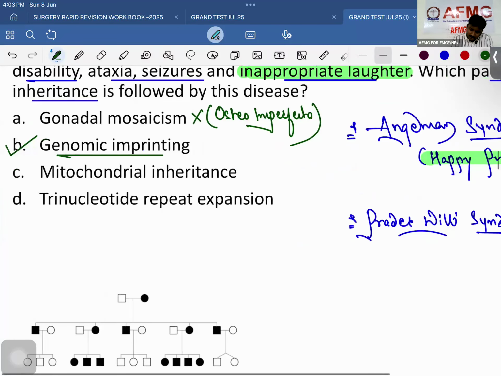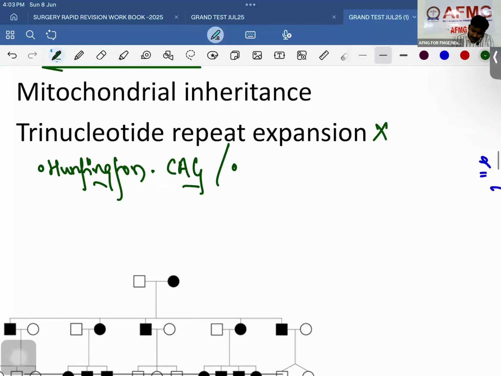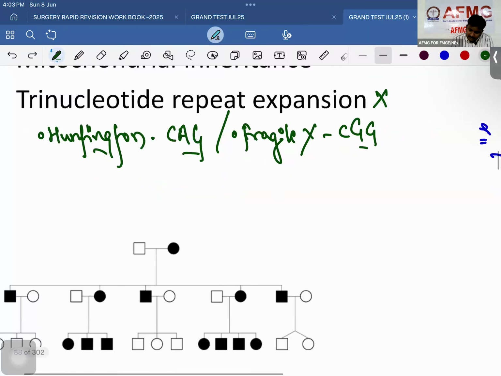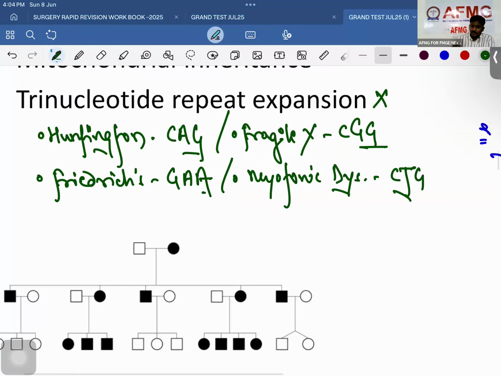Okay, trinucleotide repeat expansion, bacche. We know there are multiple conditions like these, conditions like Huntington's chorea. In Huntington's, which repeats are going to be found? In Huntington's chorea, CAG repeats will be there. Next is fragile X syndrome. In fragile X syndrome, which repeats? CGG repeats are seen in fragile X syndrome, beta. Next is Friedreich's ataxia. In Friedreich's ataxia it is the GAA repeats. And last is myotonic dystrophy. In myotonic dystrophy it is the CTG repeats which will be found.